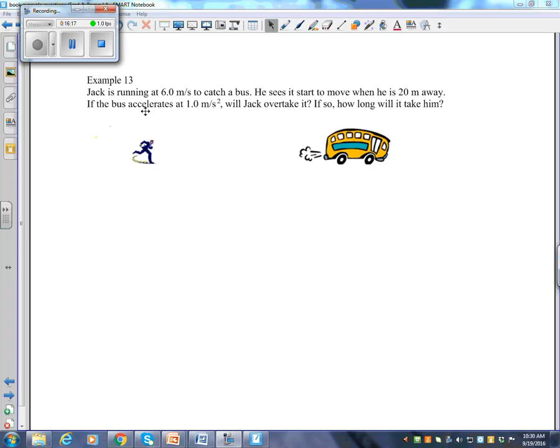Jack is running at 6 meters per second to catch a bus. He sees it start to move when he's 20 meters away. If the bus is accelerating at 1 meter per second squared, will Jack overtake it? Will Jack catch the bus? If so, how long will it take? It does depend on how fast he's running. He's running at 6.